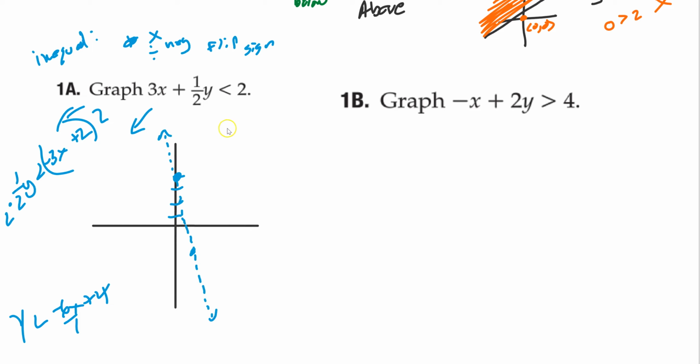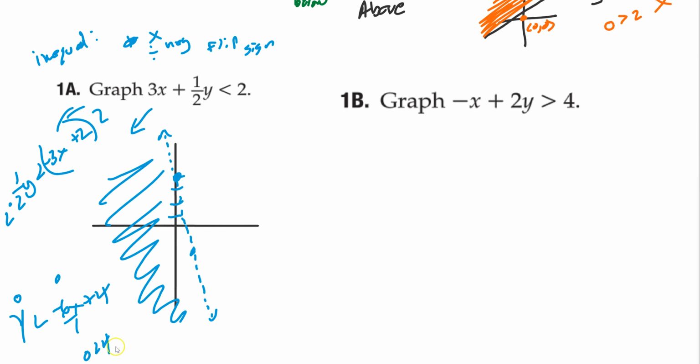Again, two ways to shade this. It's in proper notation, so less than should mean below. Or you can pick a test point like 0, 0 and plug it in. 0 is less than 4, so I shaded the right area. So again, just graph it like normal, and then shade above or below, or pick a test point.